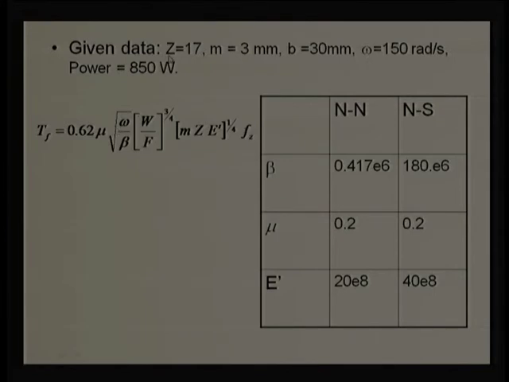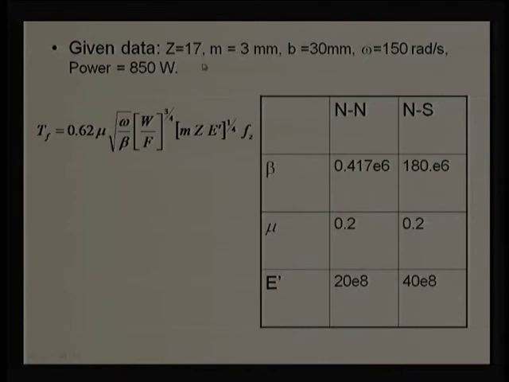For the time being, we are taking the pinion gear teeth as 17, module as 3 mm, which gives us a 51 mm pitch circle diameter. If we want the radius, we divide by 2, and that will be the pitch circle radius. The face width, which I have written as F, is 30 mm, and omega is 150 radian per second, while the power transmitted by these nylon gears is on the lower side, 850 watts. Based on the power, omega and pitch circle radius, we can find out what Wn will be.